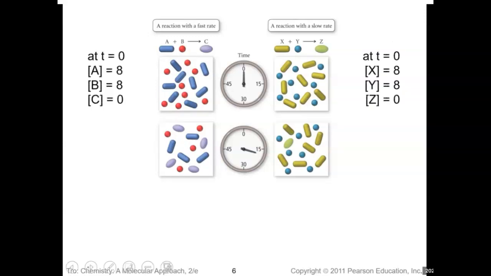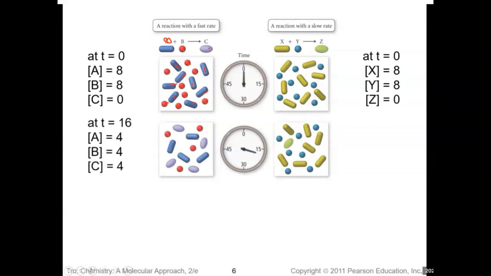Okay. So the first one, we have at time equals 0. Here's our A. We have 8 of them, right? 1, 2, 3, 4, 5, 6, 7, 8. And B, we have 1, 2, 3, 4, 5, 6, 7, 8. And C, we don't have any. Here's the same exact thing, and this one's going to be our slow rate. So we have our fast rate and our slow rate.